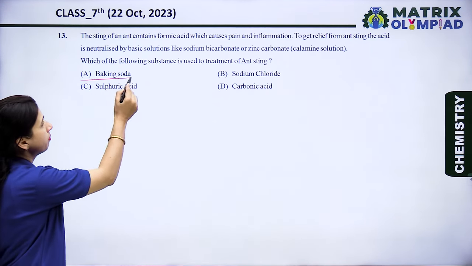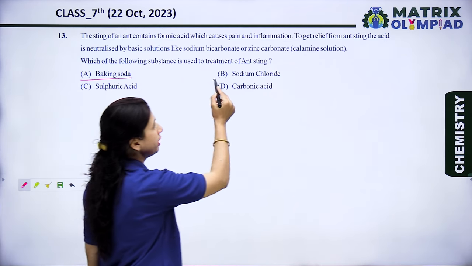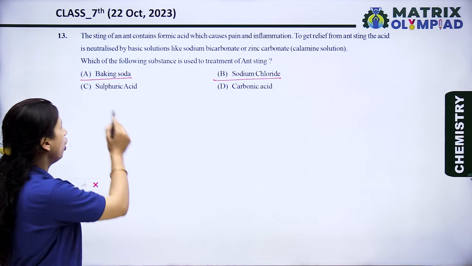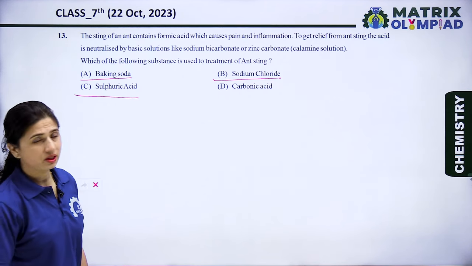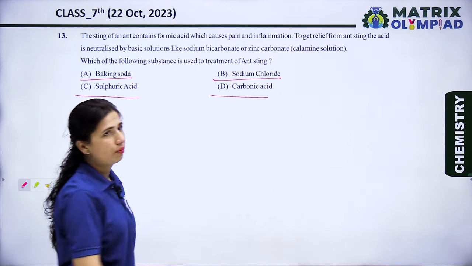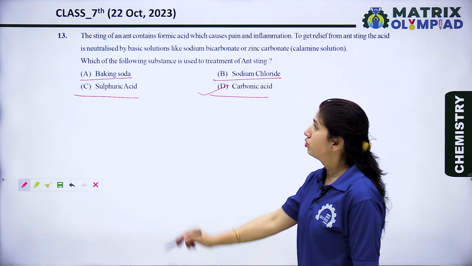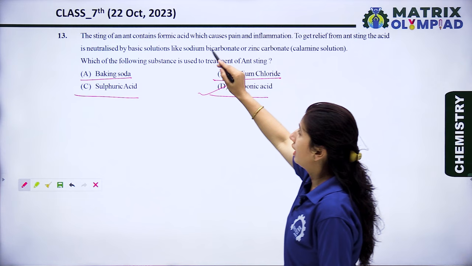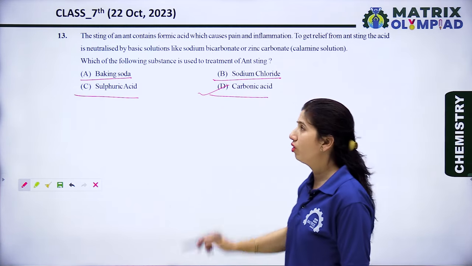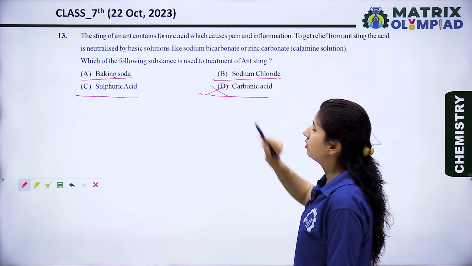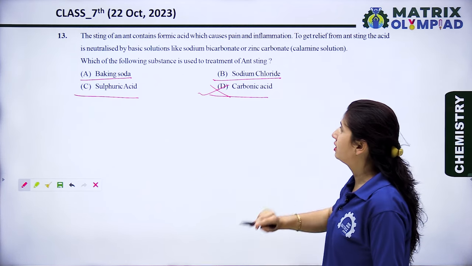Option A is baking soda. Option B is sodium chloride. Option C is sulfuric acid. And option D is carbonic acid. Carbonic acid is an acid. So we know that in the ant sting, there is an acid. So, acid does not react. So, option D is a wrong option.